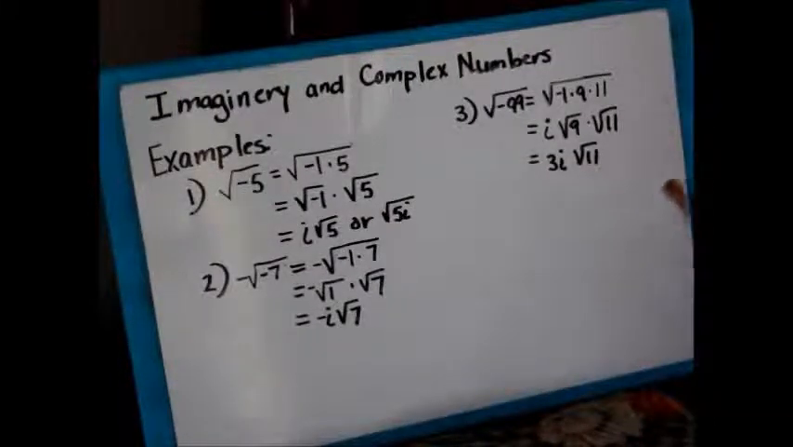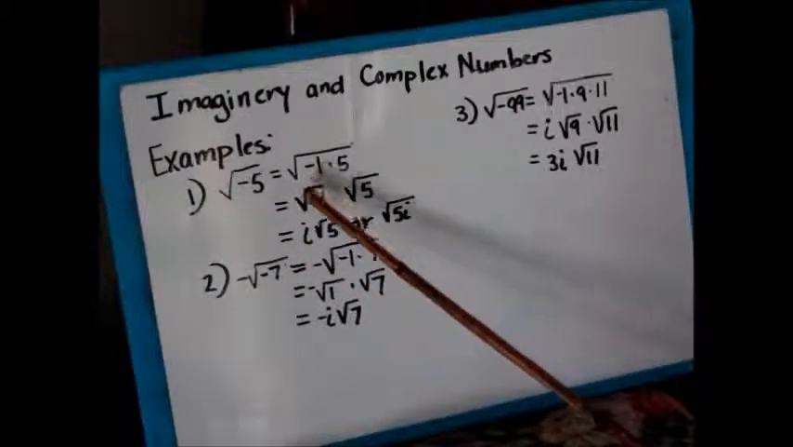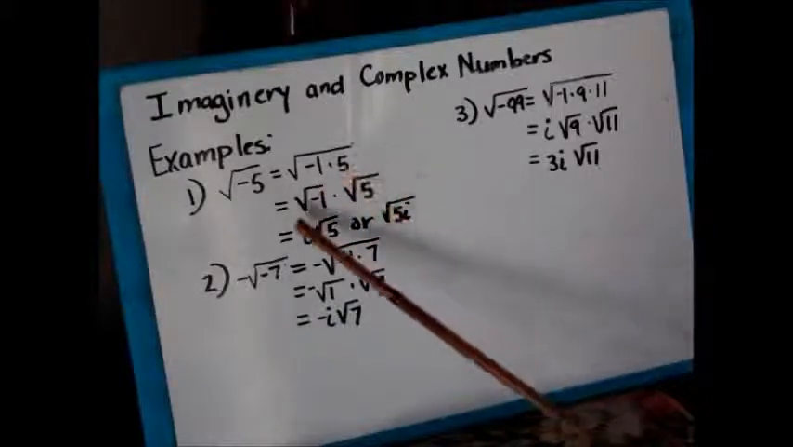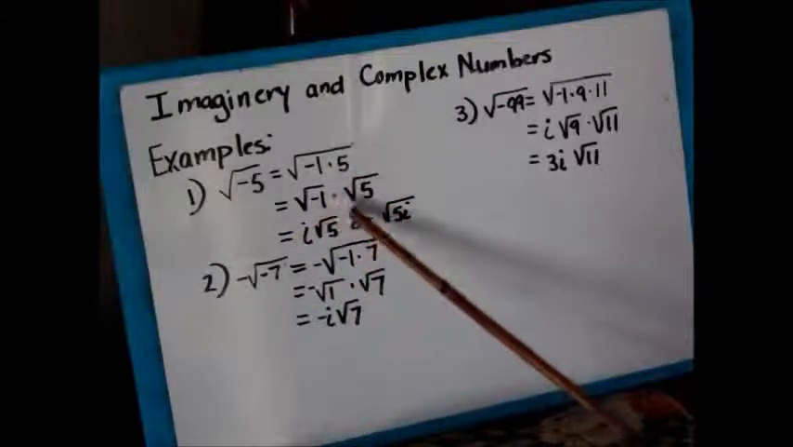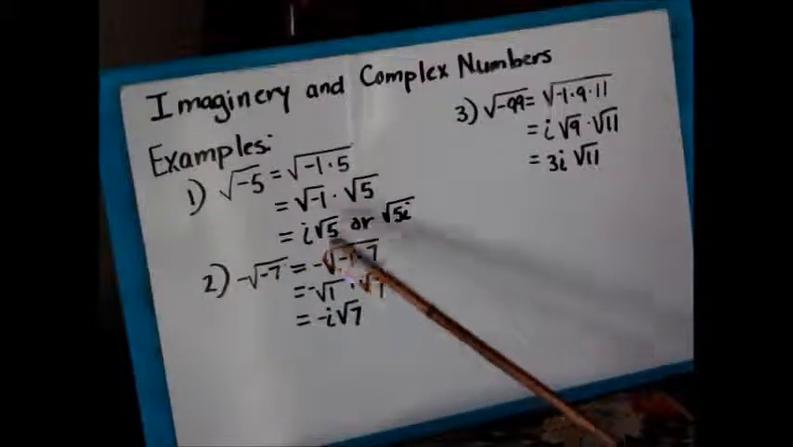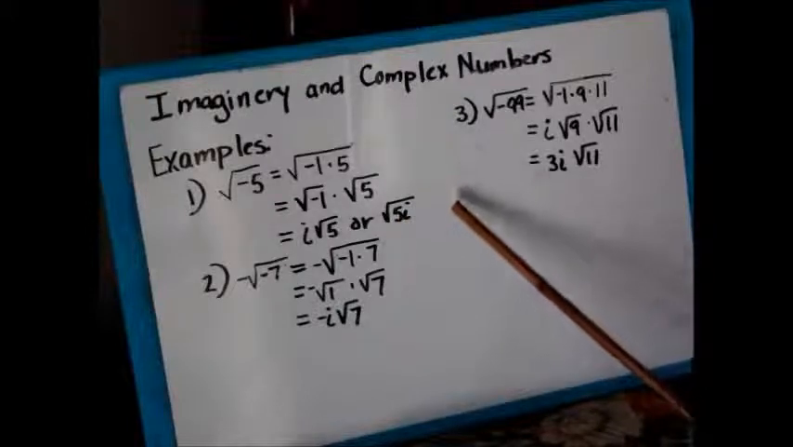Okay, now we will go through some examples. Our first example is the square root of negative 5 is equal to the square root of negative 1 times 5, equals the square root of negative 1 times the square root of 5, and our final answer is i square root of 5, or square root of 5 i.